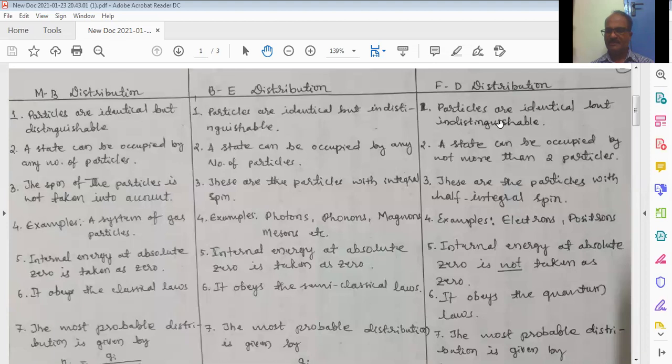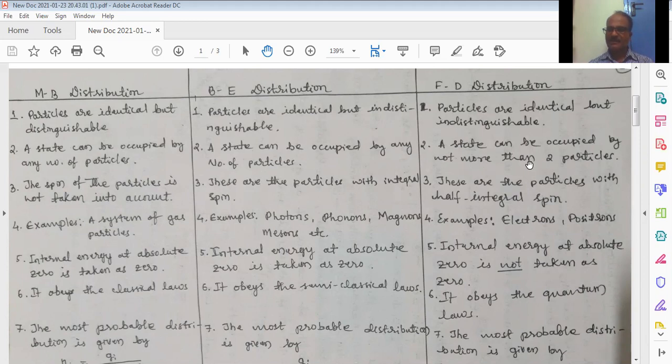So, the first point is that the particles are identical but indistinguishable. This is the first point. And a state can be occupied by not more than two particles. So this is very important. This is the quantum rule because it is actually Pauli's exclusion principle.